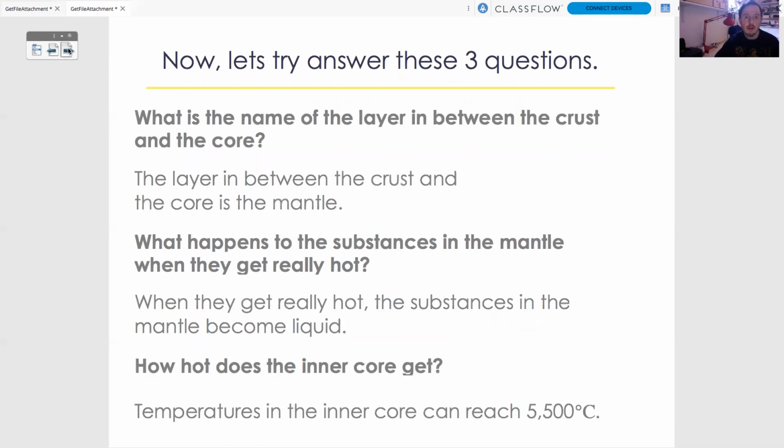Let's have a look. Right. The layer in between the crust and the core is the mantle. And what happens to the substances in the mantle when they get really hot? When they get really hot, those substances can become liquid. We'll talk about that liquid in just a minute. How hot does the inner core get? 5,500 degrees Celsius, which is amazingly hot. You'd burn a pizza in less than a second, I tell you what, if you had an oven that got that hot. Anyway, right, let's move on.